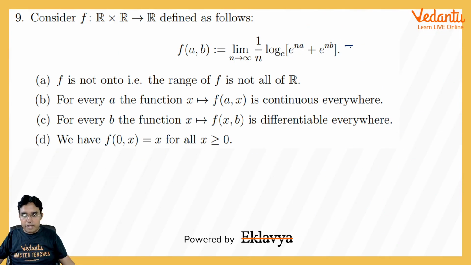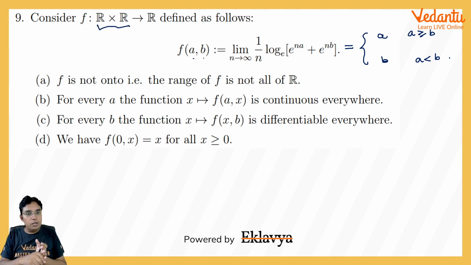So after knowing that it would be equal to either a if a is greater than or equal to b, and b if a is less than b, the first question is whether f is not onto, that is, the range of f is not all R. Please understand, I am free to choose any a or b of my choice because my domain is R cross R. In fact, for every number in R you choose, you can make an ordered pair with any other number. So here I think the range has to be all real numbers. I hope you are getting it.